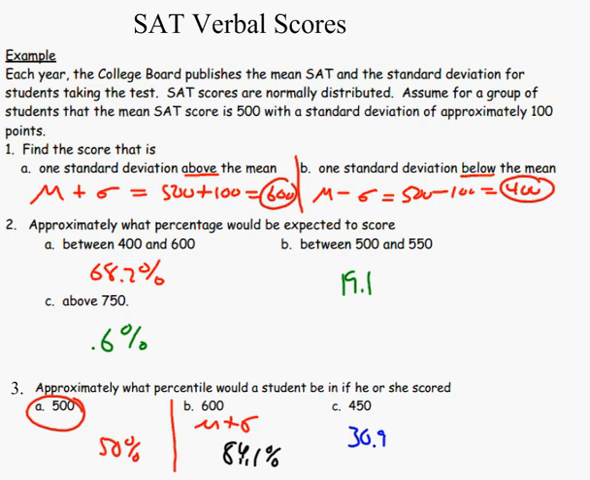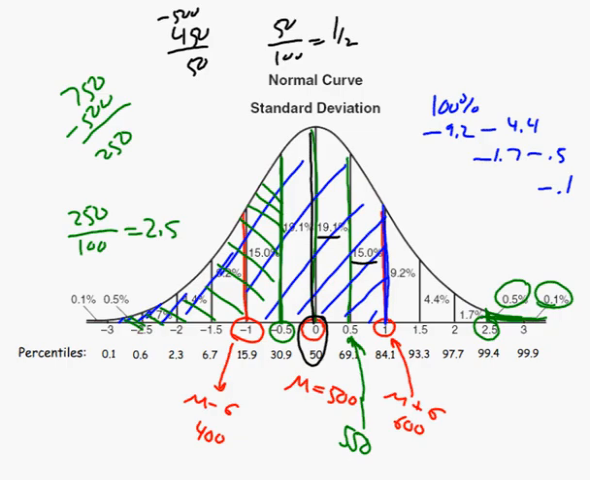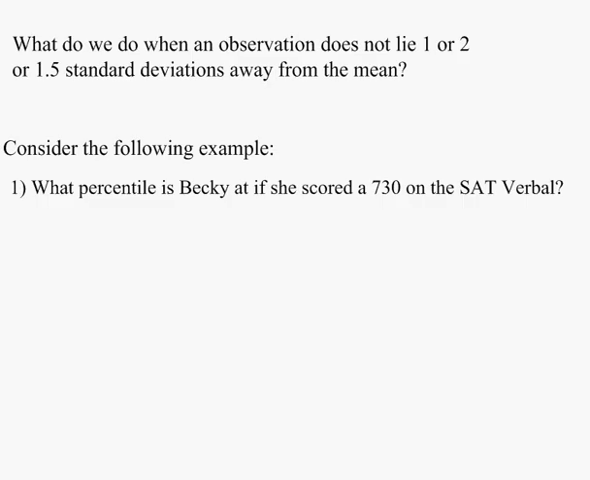Okay, all these problems were carefully designed. Questions 1, 2, and 3 on this page were carefully designed so that the numbers you got landed either on one standard deviation of the mean, or half a standard deviation away from the mean, or 2.5 standard deviations away from the mean. But we do have to worry about what happens if someone scores in a different number. And that sort of leads us into our second question of the day. What do we do when an observation does not lie 1 or 2 or 1.5 standard deviations away from the mean? So to answer this question, we're going to consider the following example.